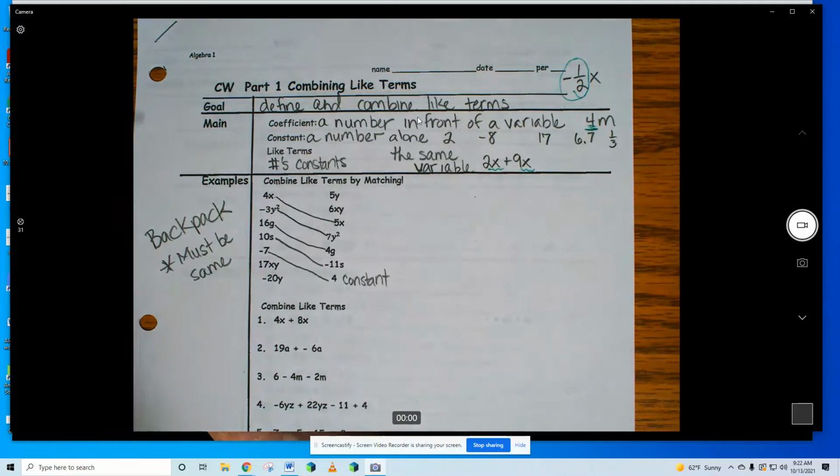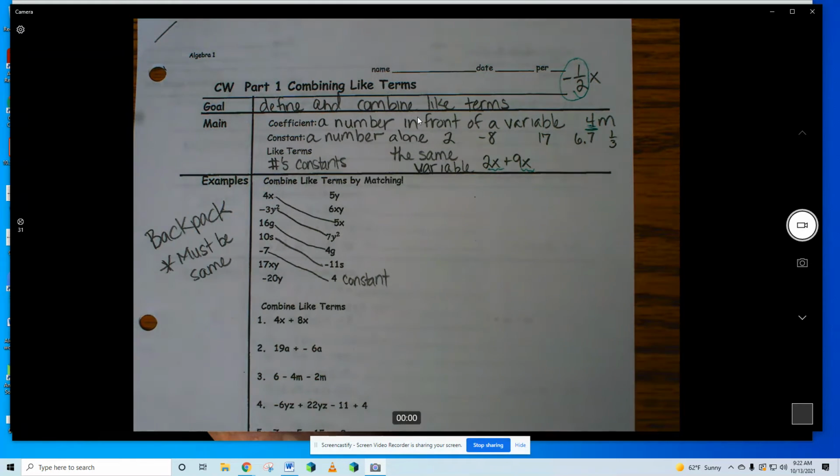You do the last two by yourself. Draw a line. Where's the common backpack of XY? Find it. And where's the common backpack for Y? -20Y. You may not add if it's not the same backpack. It must be exactly the same. So, don't try it. And if you have things that are not the same backpack, you can't do anything. You just leave it alone.